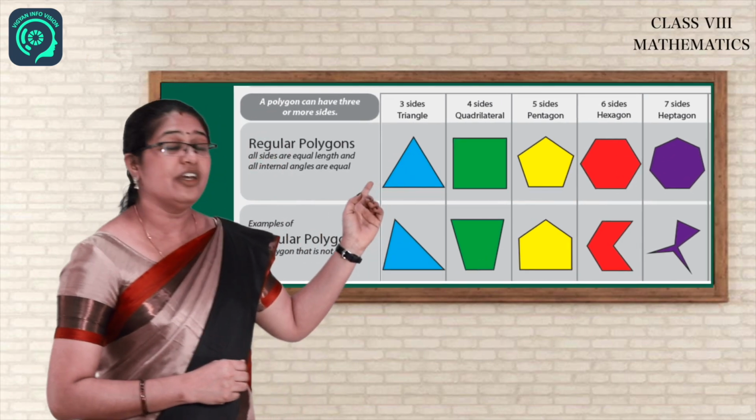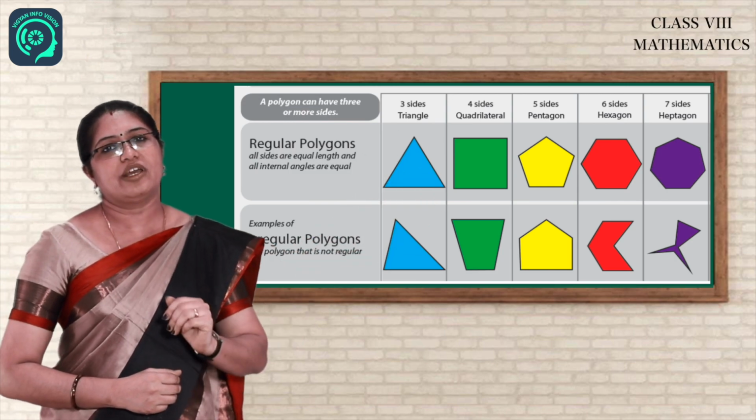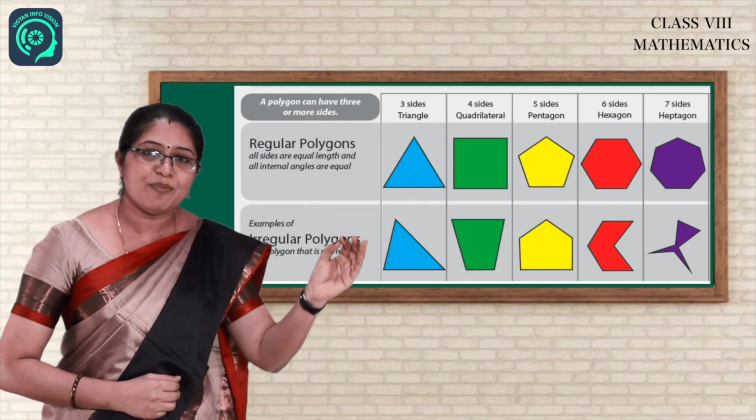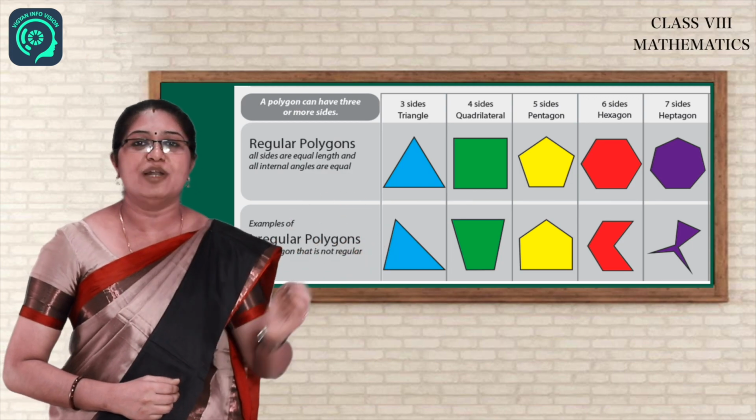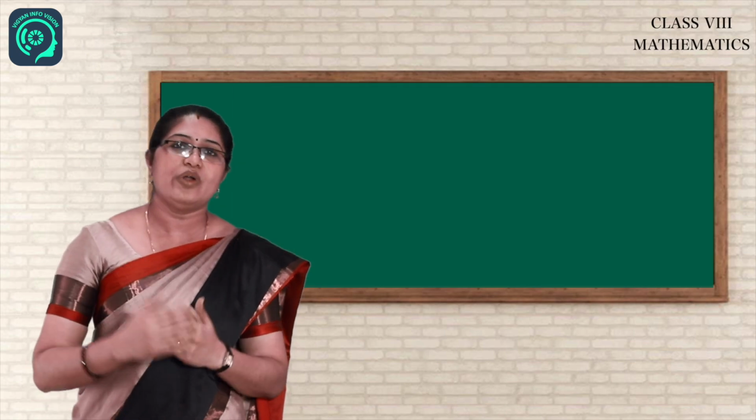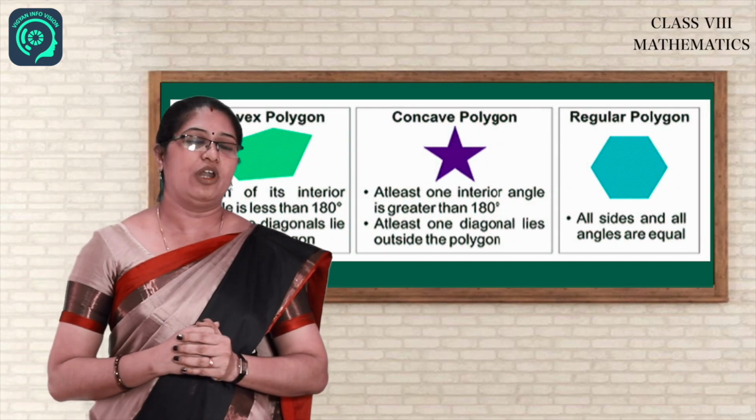In this picture, you can see a regular polygon and an irregular polygon. What is the difference of that irregular polygon? That is, the side measures are different and angle measures are different. You can see. Now next, we will come to the convex and concave polygons.